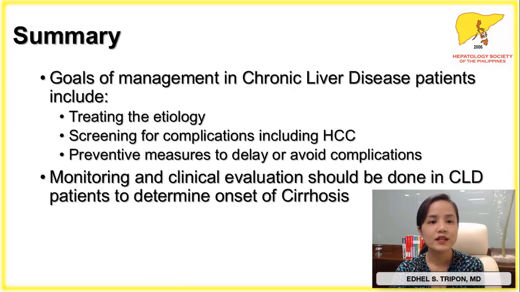In summary, chronic liver disease is something that we frequently encounter both in primary care and in specialized sections. Diagnosing the etiology of liver disease may lead to early intervention that can prevent disease progression. There are many preventive measures that can be taken to avoid and delay complications in liver disease, and screening for complications, especially liver cancer, should be considered. The onset of liver cirrhosis should be monitored in all CLD patients.